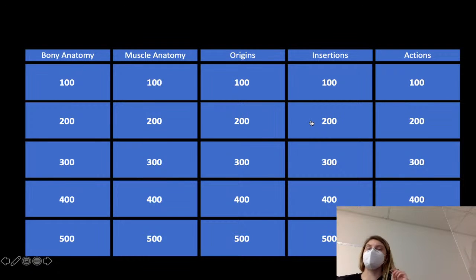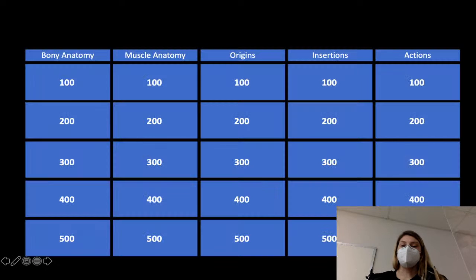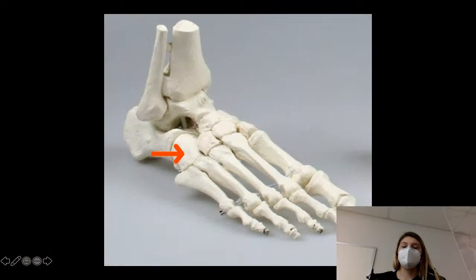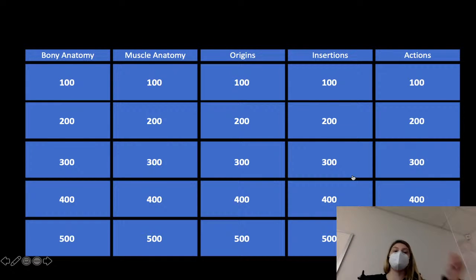Okay, what do you want next? 200? Back group. Cuboid, correct. This one went the wrong one. So that was 200. What would you like next? You have 1 and 5 left in bony.